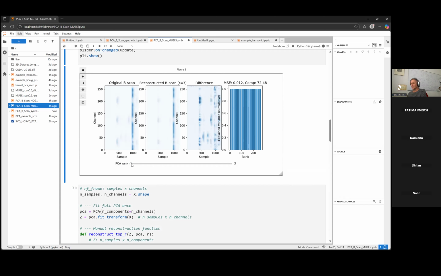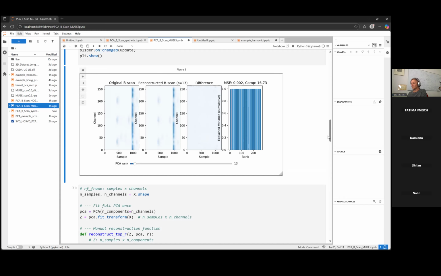And then as we go higher in the rank, you can see how it starts reproducing these flat bottom holes, and it becomes more and more faithful. And you can see here the compression of about 10. The mean square error is 0.01, so it's a very accurate reconstruction. Yeah, it works quite well.